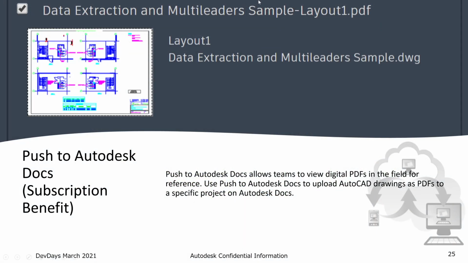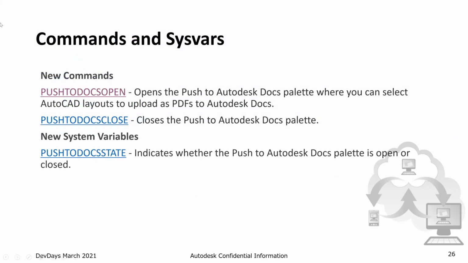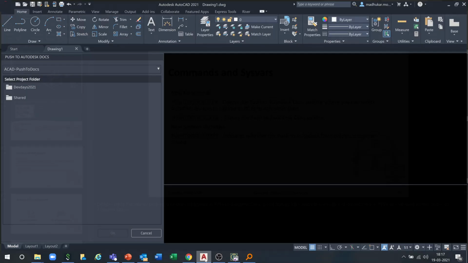The next is the push to Autodesk Docs. Push to Autodesk Docs allows teams to view digital PDFs in the field for references. Using this feature, it will directly upload drawings as a PDF into the target folder in Autodesk Docs, which is a part of the Autodesk Construction Cloud suite. We have only three commands: two commands and one system variable. Let's look at how it can be done.